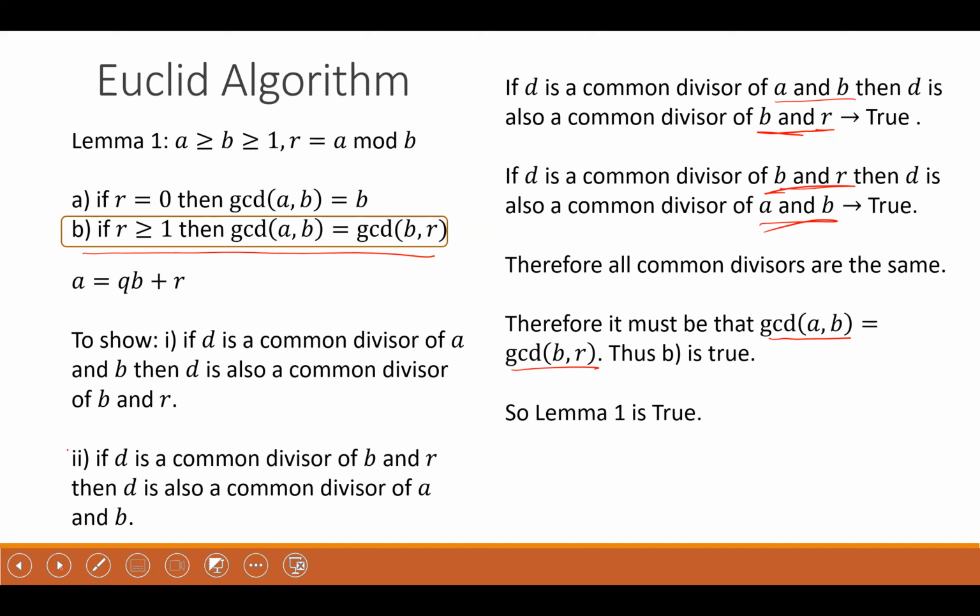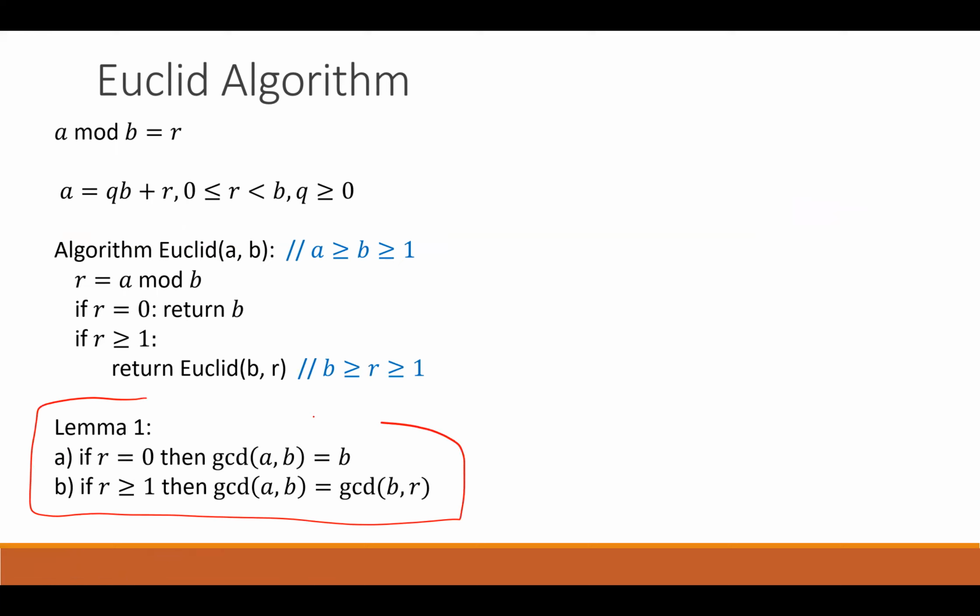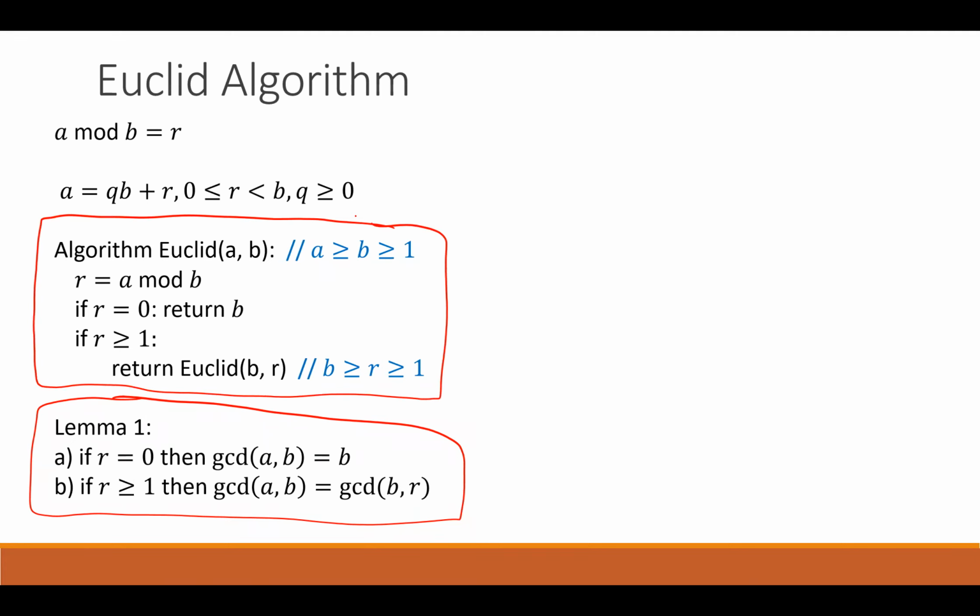Yes, this part of the lecture is a little heavy, but so yeah, lemma 1 that we wanted to show. A and B were both true. Lemma 1 is true. So now we have this fact here that we can use in our proof. So we're going to take our Euclid algorithm and prove that it's correct using induction.